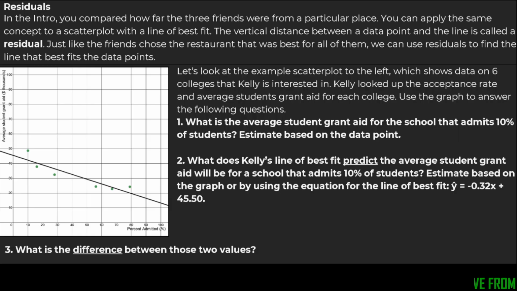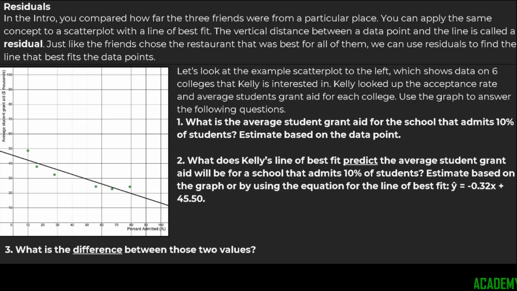So, in the intro, you compared how far the three friends were from a particular place. I'm skipping over that just because it doesn't have what we need, but it was just talking about how far they are from a certain restaurant, and which one would be the best option, because the restaurant is the same distance from everybody.